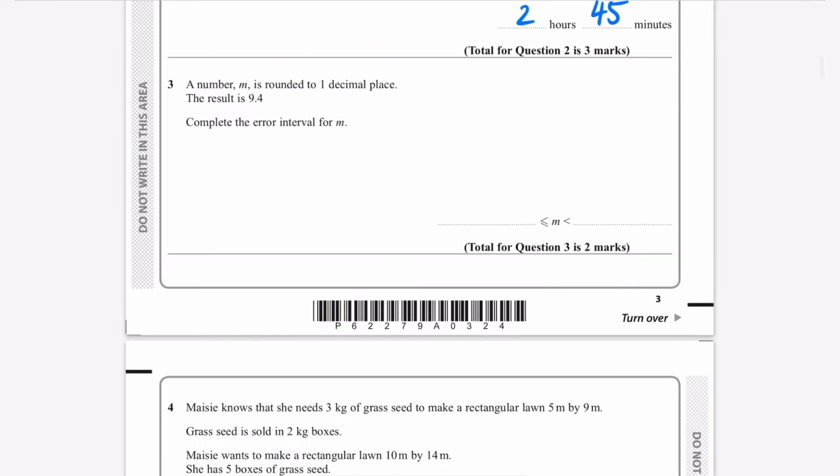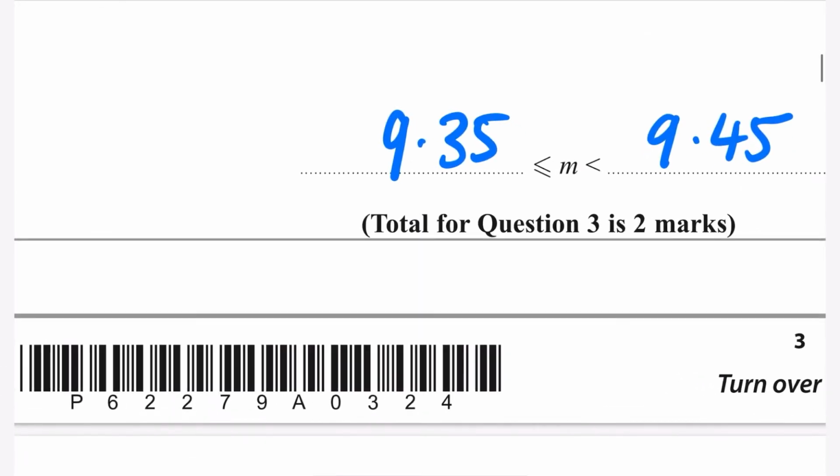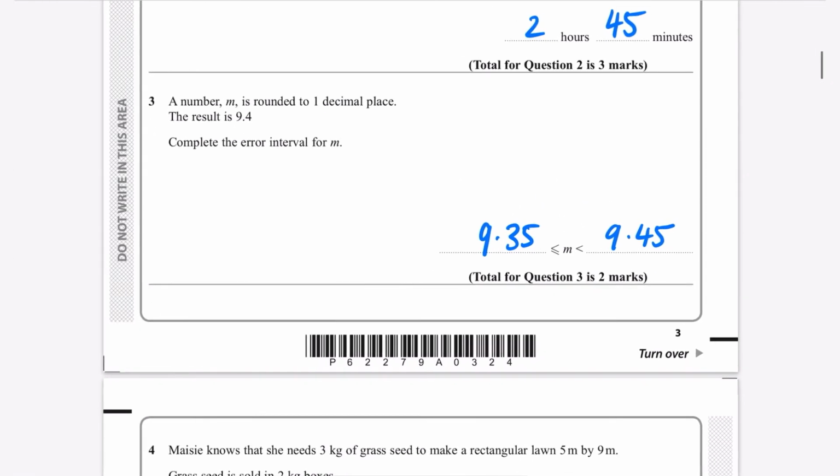Question 3, we've got the error interval now. It says the number m is rounded to 1 decimal place, the result is 9.4. Well, if it was 9.35, it would round up to 9.4, and if it was less than 9.45, it would round down to 9.4. And you'll notice this one doesn't have the line underneath it, so it means anything up to the 9.45 would round down to 9.4.